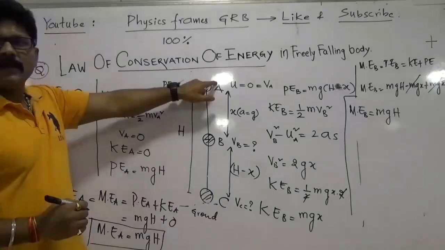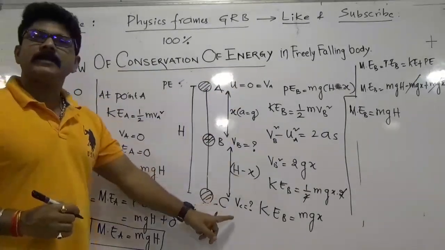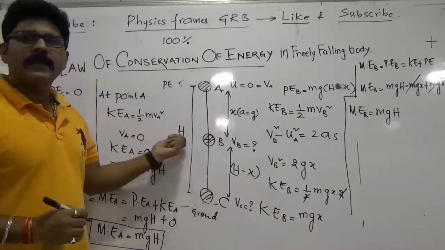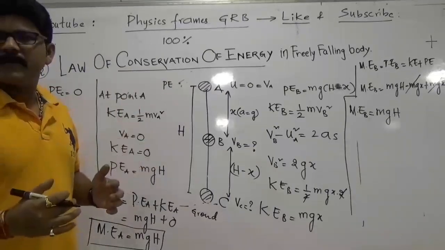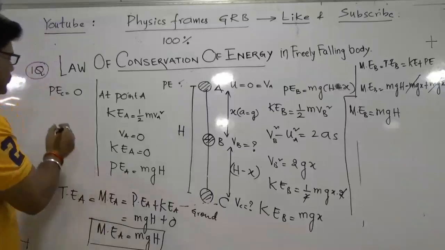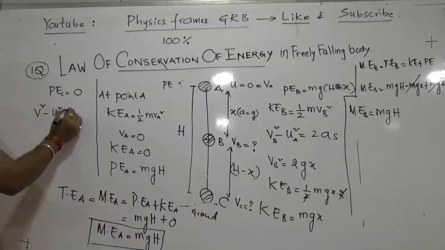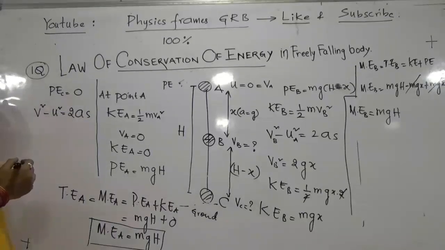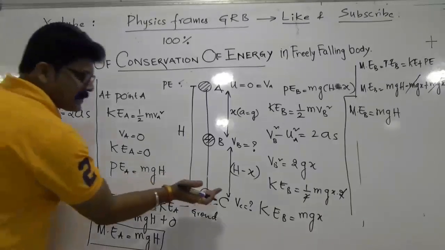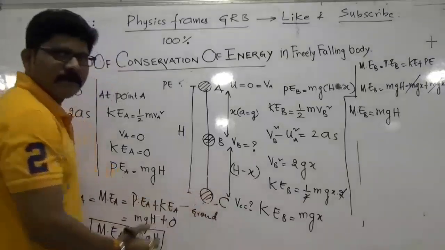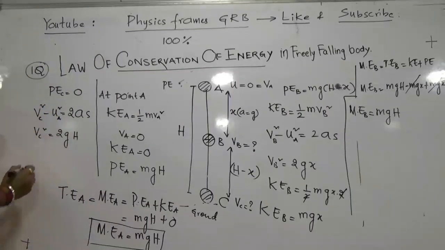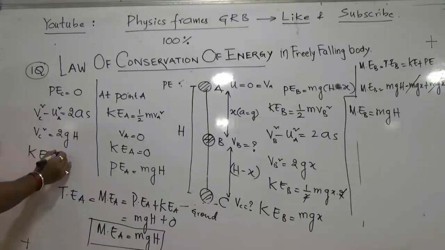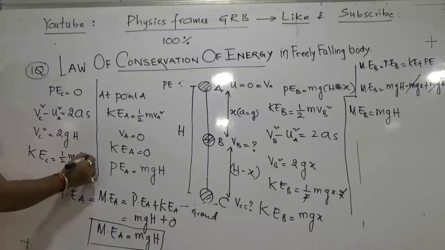To calculate that, we know the initial velocity, which is zero, and this is the final velocity. Distance travelled is h. Again we apply V square minus U square equals 2AS. So here V C square equals 2g into h, as it is just before touching the ground. Now kinetic energy at point C equals half m V square, where V square is 2gh.